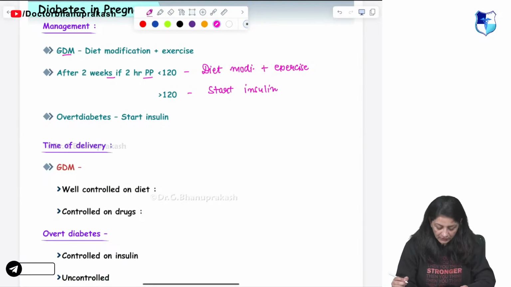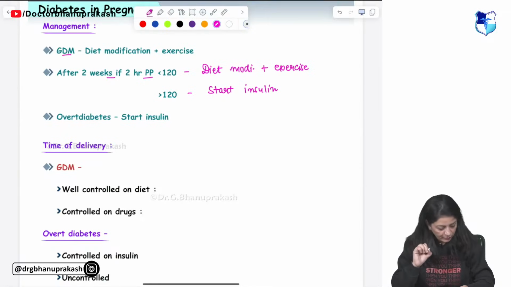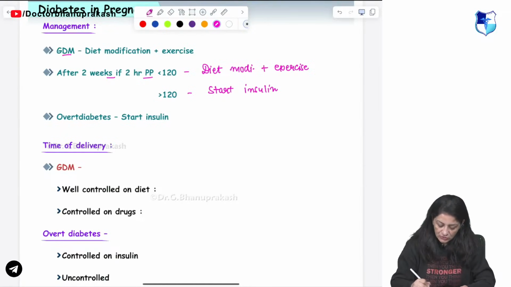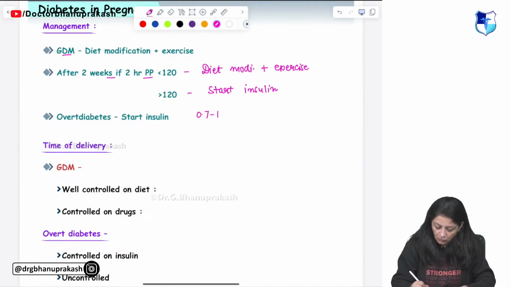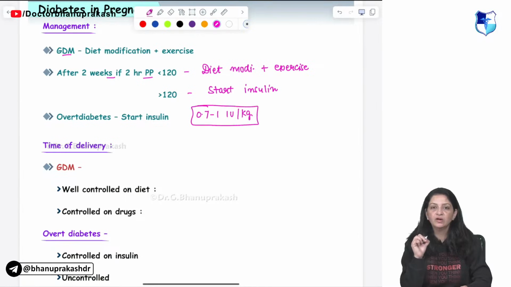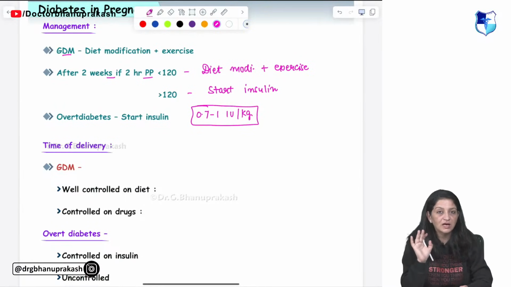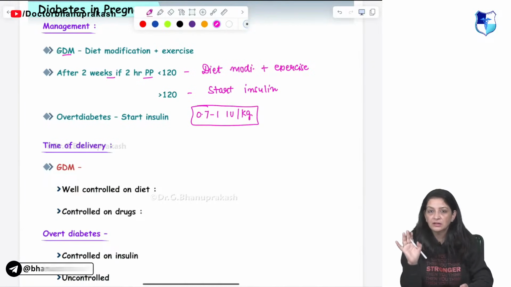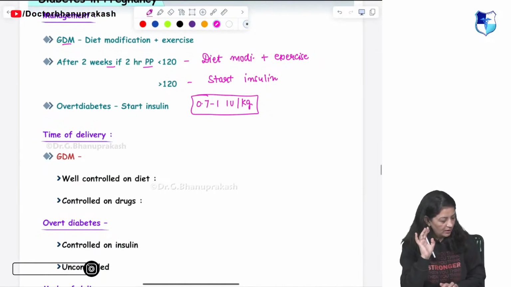In case of overt diabetes, start insulin. There is no role of diet modification and there is no role of exercise. Start insulin, dose 0.7 to 1 international unit per kg weight, because in overt diabetes we have to start insulin. Otherwise, uncontrolled sugar will lead to congenital malformation.